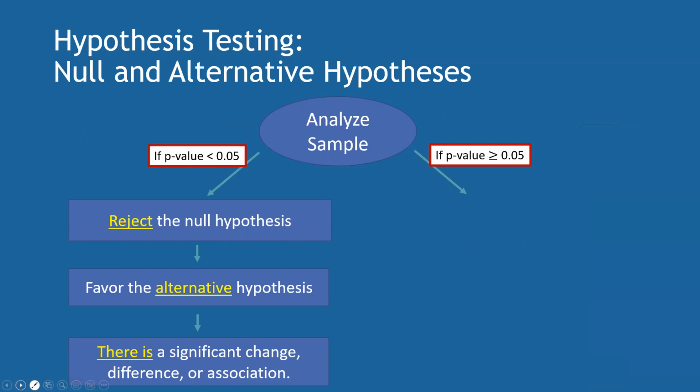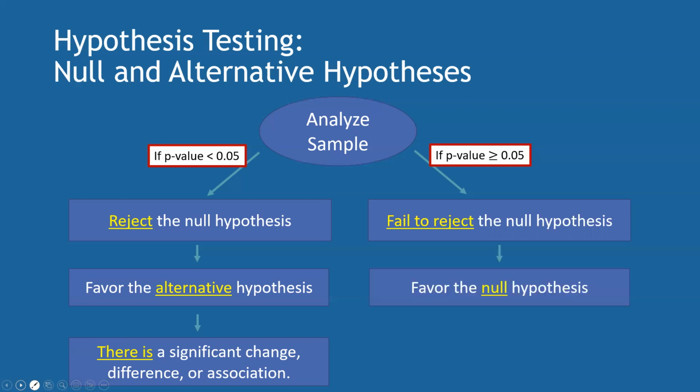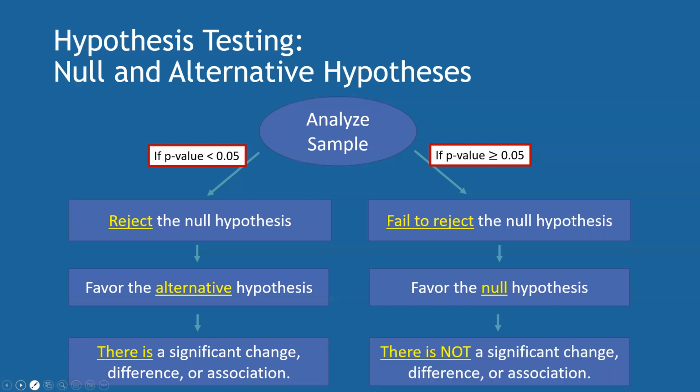Now, something else that could happen is we could analyze our sample and get a p-value that's greater than or equal to 0.05. If this is the case, then we are going to fail to reject the null hypothesis. That means we favor the null hypothesis. Now remember, we're not saying that we accept the null hypothesis or that the null hypothesis is true. We're just going to say that we don't have enough evidence to reject the null hypothesis. So this means, in essence, that there's not a significant change, difference, or association. So for the chi-square test, we'll say that there is not an association.